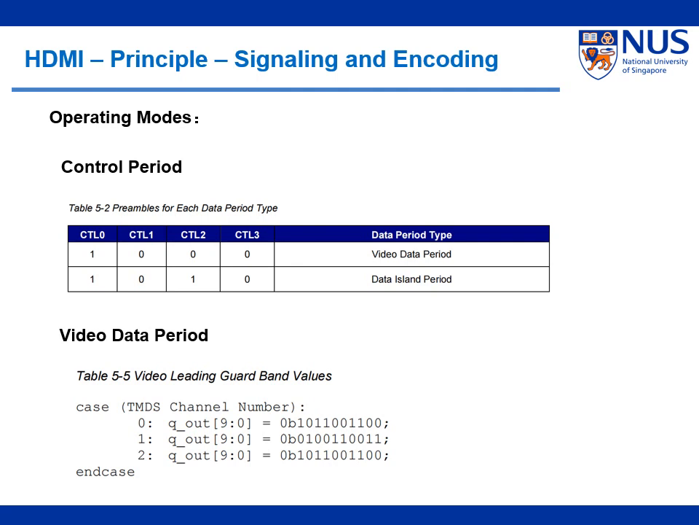Video data periods are used to carry the pixels of an active video line. Each video data period is preceded by a preamble, described above. Following the preamble, the video data period begins with a 2-character video leading guideband. There is no trailing guideband for the video data period. During active video period, 24 bits of pixel data are encoded using TMDS transition minimized encoding during each TMDS clock period.